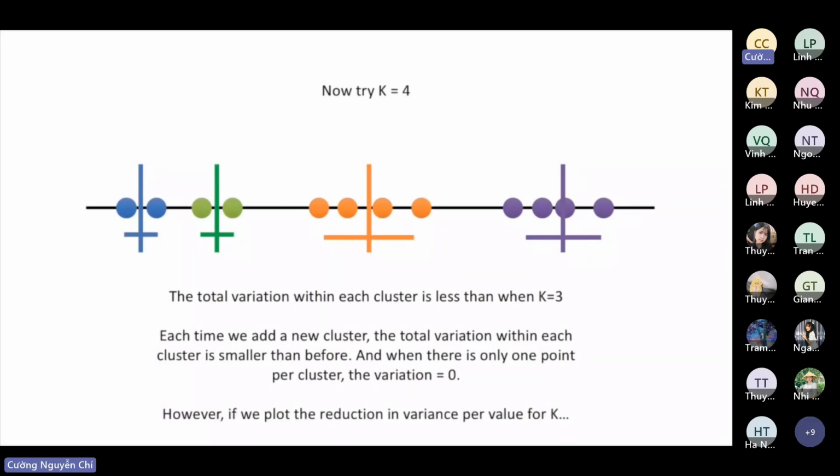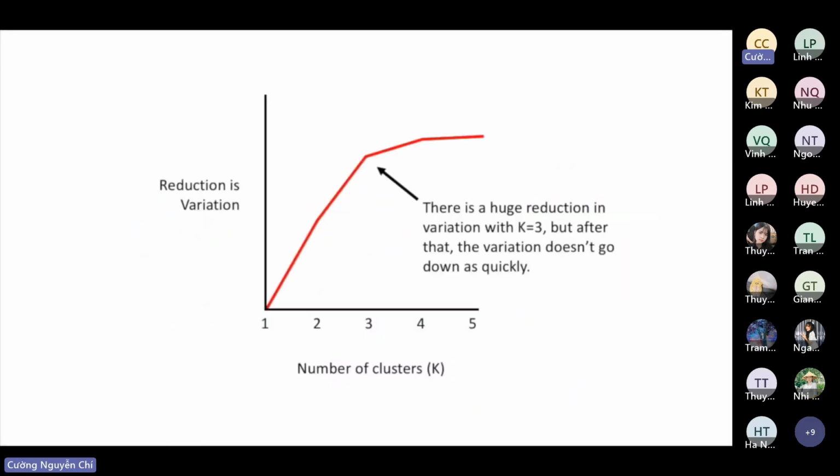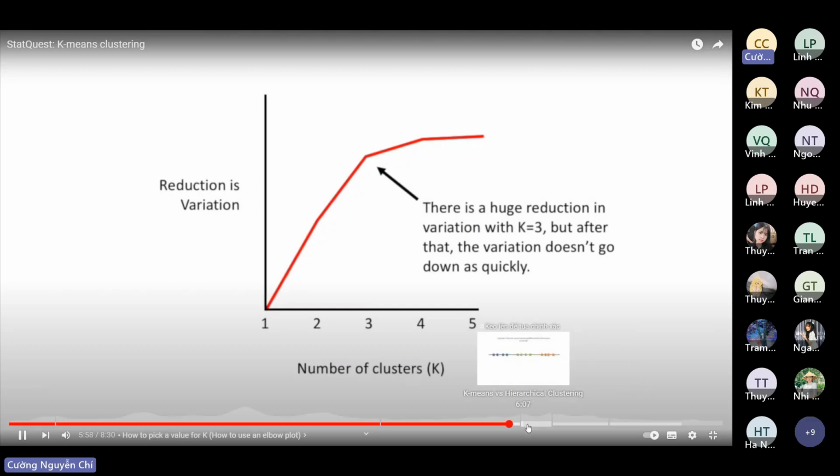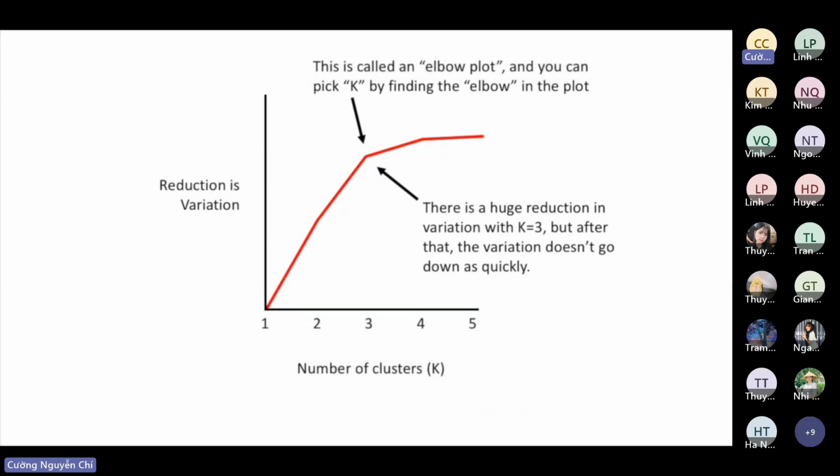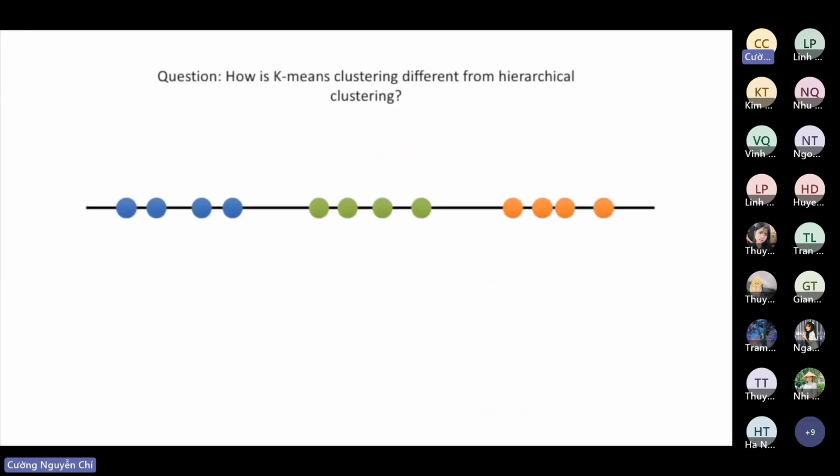However, if we plot the reduction in variance per value for k, there is a huge reduction in variation with k equals 3. But after that, the variation doesn't go down as quickly. This is called an elbow plot, and you can pick k by finding the elbow in the plot.